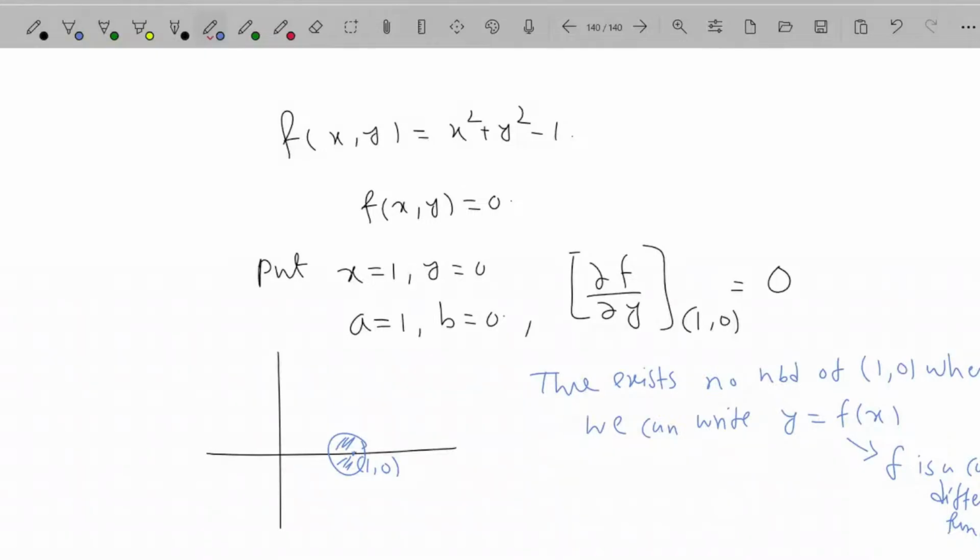In general, if we have x square plus y square minus 1 equals 0, then y square is 1 minus x square. So y is plus minus the square root of 1 minus x square. But because at (1, 0) you cannot write it that way, it's not coming out properly. You see that? Both terms are going to be violated.